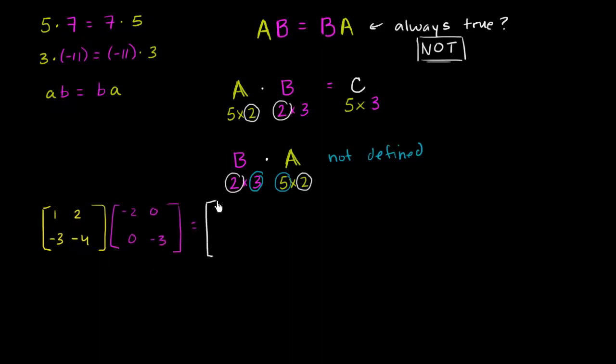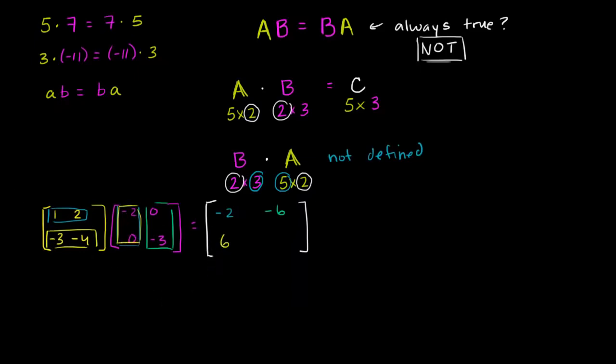Well, let's think it through, and we've done this many times now. So this first entry here, we're essentially going to look at this row and this column. So it's 1 times negative 2, which is negative 2, plus 2 times 0. So this is going to be negative 2. And now for this entry over here, we'll look at this row and this column. So 1 times 0, which is 0, plus 2 times negative 3, which is negative 6. And then for this entry, we would look at this row and this column. So negative 3 times negative 2 is positive 6, plus negative 4 times 0, which is just 0. So you're going to have positive 6.